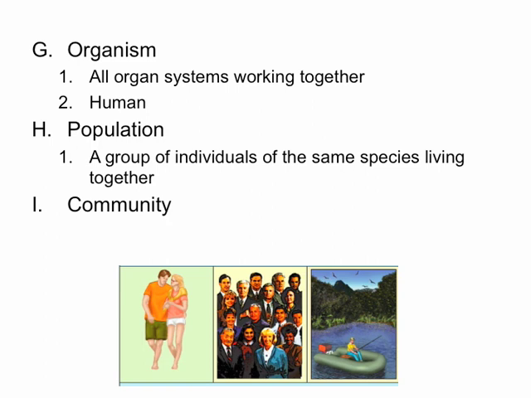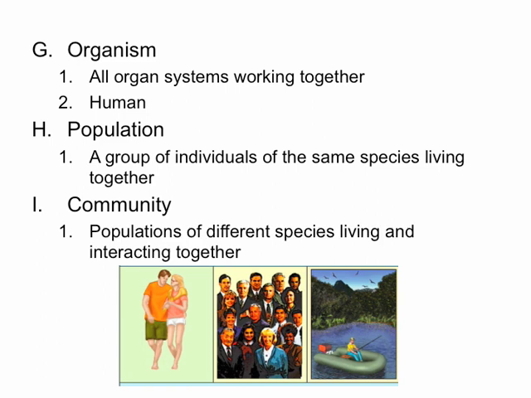Now, if we take the next level of organization to be the community, what we're going to have is a population of different species living and interacting together. So technically, a community is going to be the humans and the birds and the deer and bunnies and such that are living together in one area.